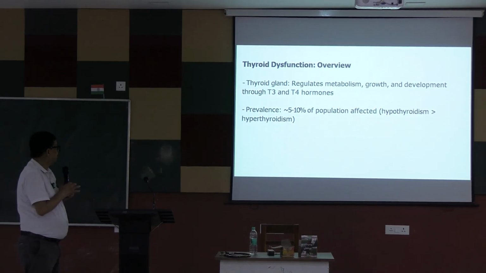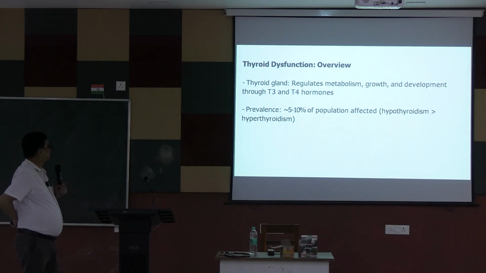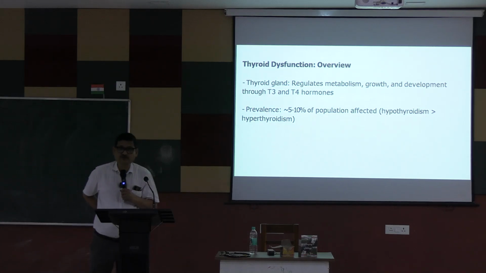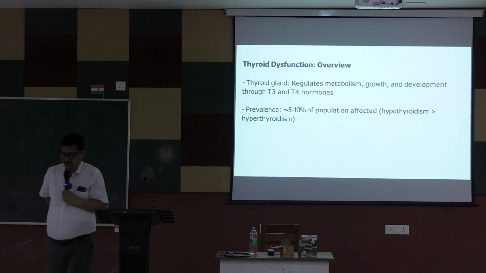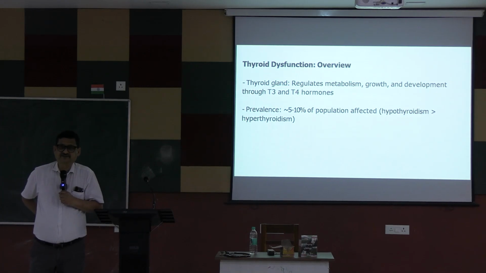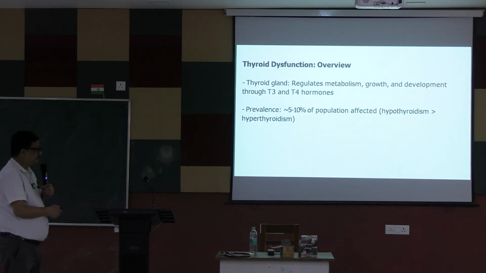We know the thyroid gland regulates metabolism, growth, and development through T3, T4 hormones. The prevalence of thyroid dysfunction is 5 to 10% of the population affected. So 5 to 10%, if we go for 140 crore people, 10% is a huge population. The majority is hypothyroidism, a part of it.